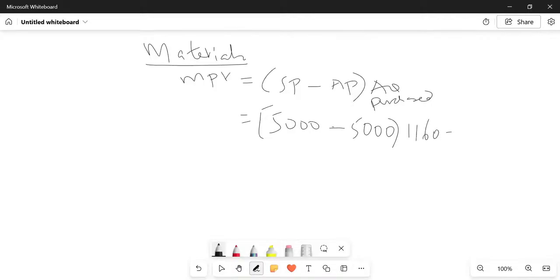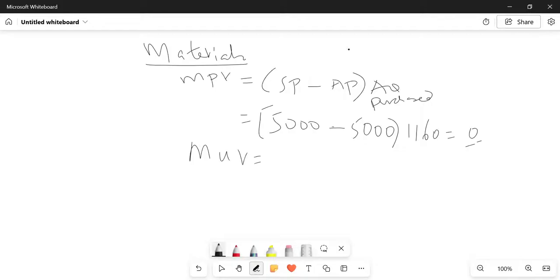1160. But this, as the sister told me, gave her 0. As the other students were saying, Mwalimu, we were getting 0. But she never told me whether this is favorable or adverse. It is neutral. Someone may say favorable or adverse, but it's neutral. Don't give it anything. Is that okay? Then we go to the material usage variance.